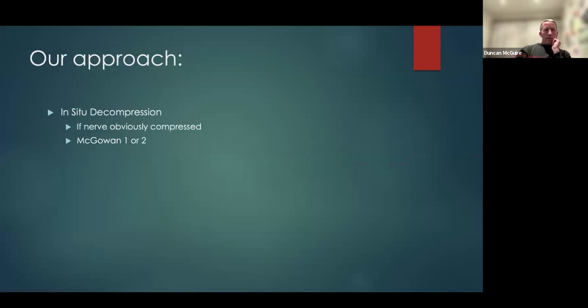So what we do is for McGowan 1 and 2, especially 2A, we'll do an in situ decompression. And also, if you're going in there and it's a bad grade 3 with wasting and weakness, and you release Osborne's ligament and fascia and you see a constriction, like an hourglass deformity of the nerve, then you know that you've released the constriction and you can actually stop there. So there's no need to transpose it. So it's basically saying if you find pathology when releasing the cubital tunnel, you can stop there. You don't need to transpose it.